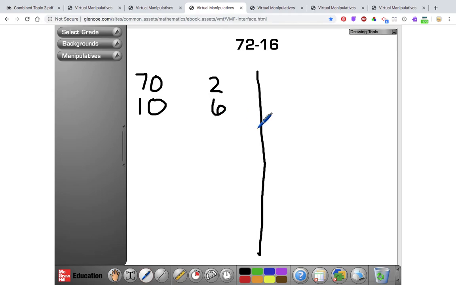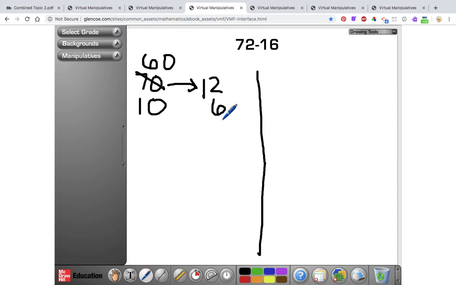Now, as I'm doing this strategy, I'm going to discover that some of these work better for certain problems, and some work better for others. So for example, this one, I have to remember that 72 is my number I'm starting with, so I'm subtracting the 16 from that. So if I broke these apart, and I know that I have 2, I can't take 6 away from 2, so I'm going to have to borrow a 10 to make that 60, and I'm going to give that 10 to the 2 so that it becomes 12.